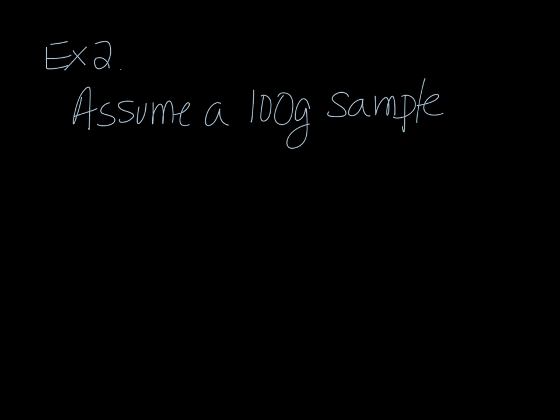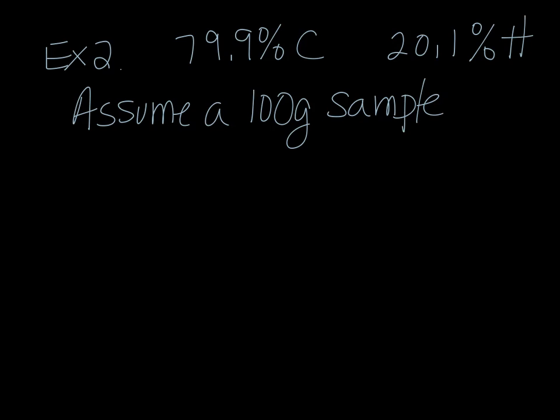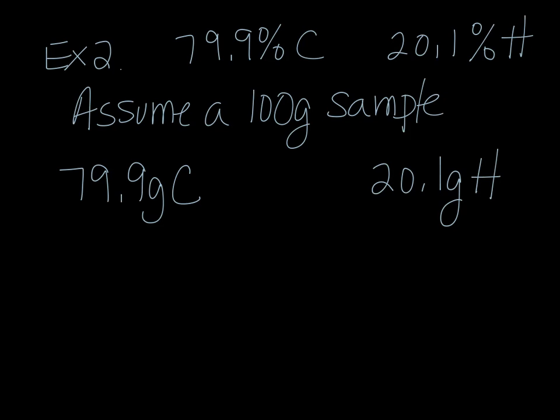So we have 79.9% carbon and 20.1% hydrogen. So if we assume a 100-gram sample, we have 79.9 grams of carbon and 20.1 grams of hydrogen.